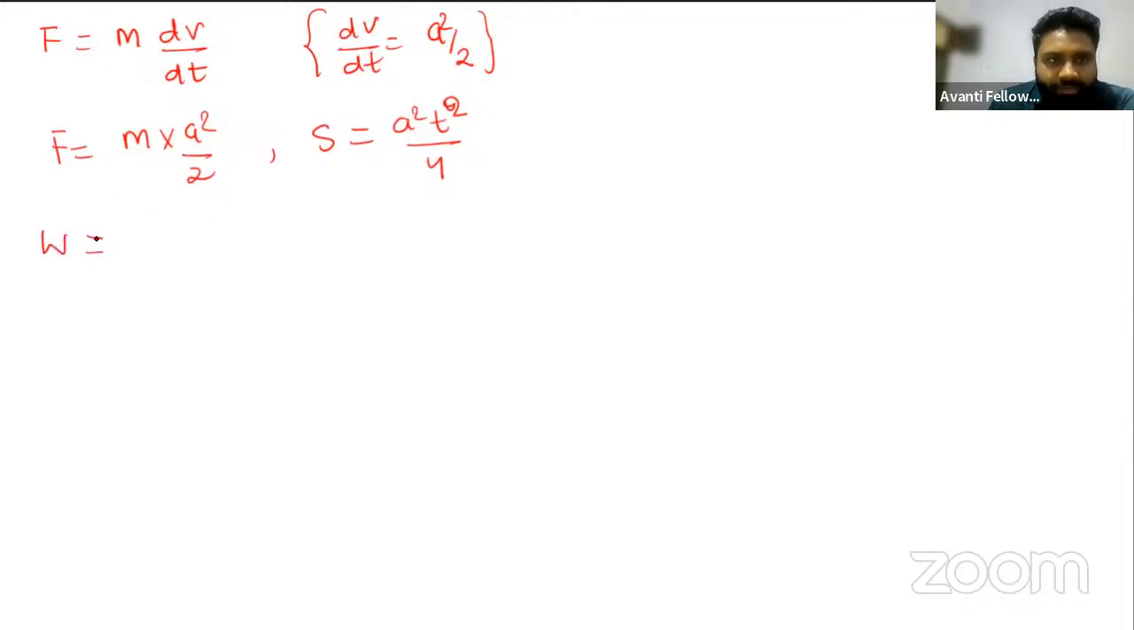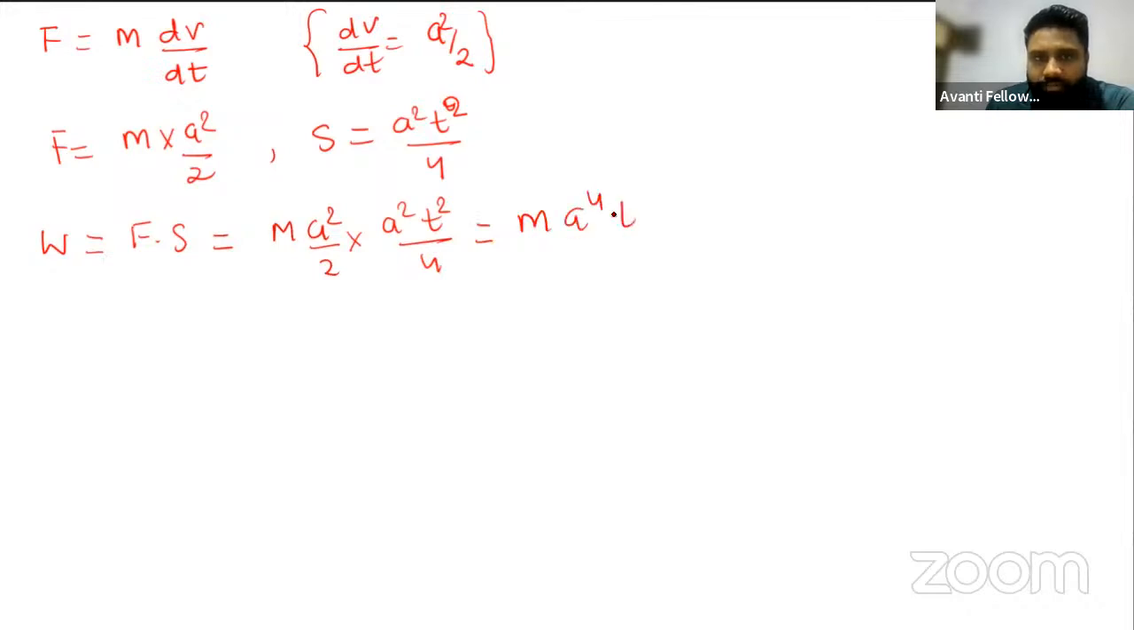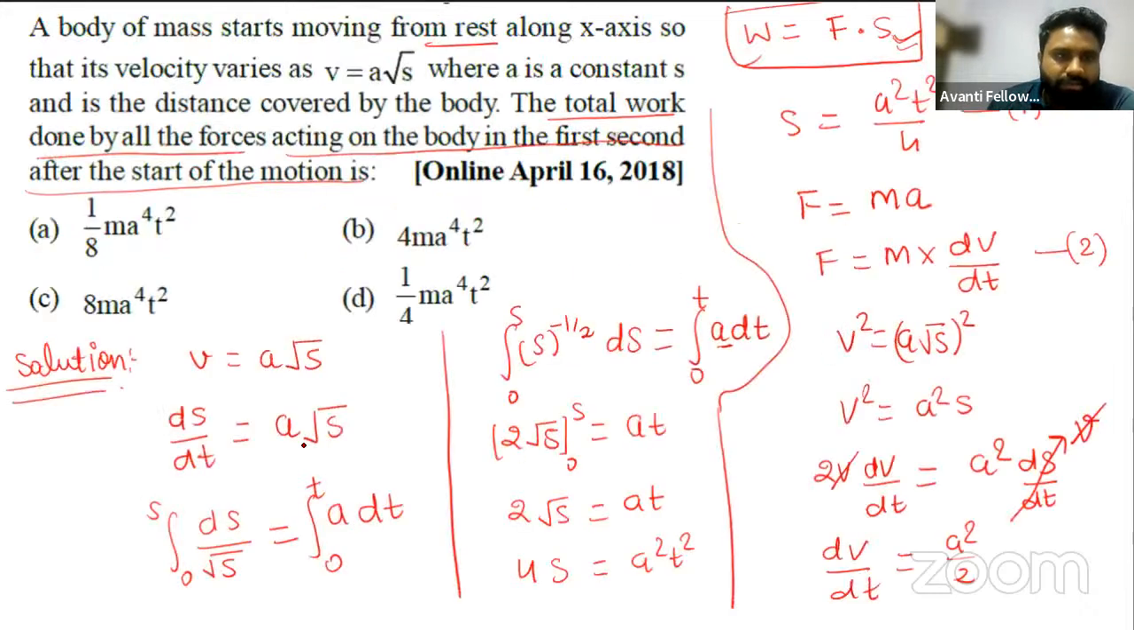Now what is work done? Work done is F dot S. So put the values in it. M a square by 2 into a square t square by 4. So what do you have? You have m a raised to the power 4 t square by 8. So this is the work done. Now match the answer. So it is 1 by 8 m a raised to the power 4 t square. So option A is the correct option. Okay? I hope you are clear with this. Got it?